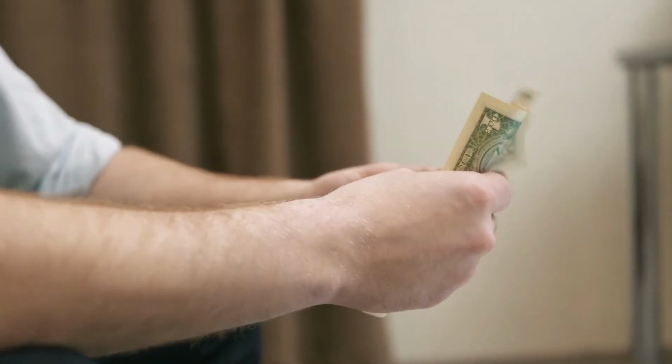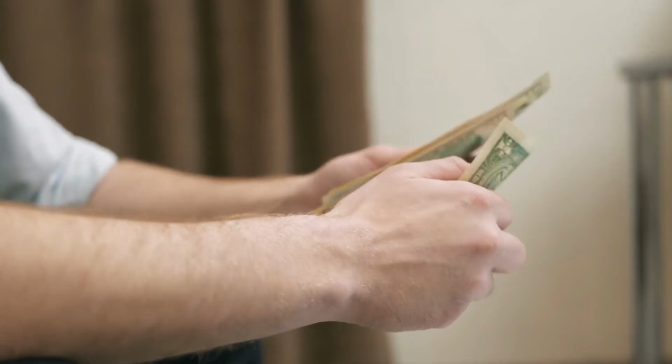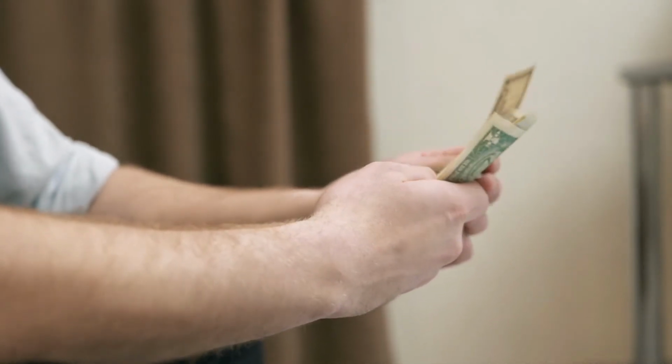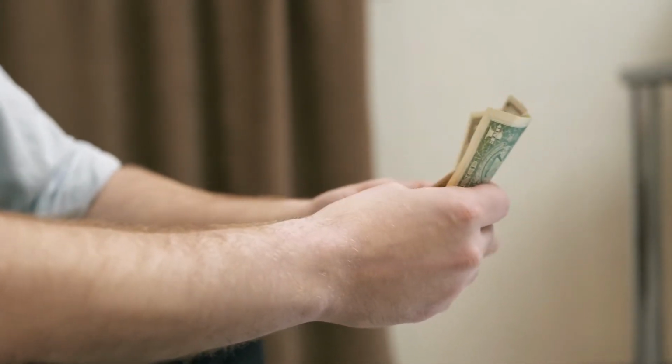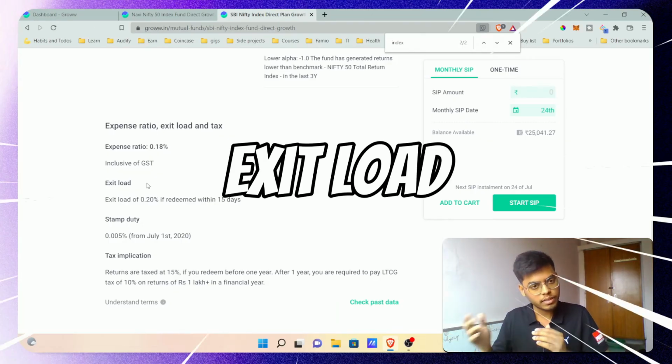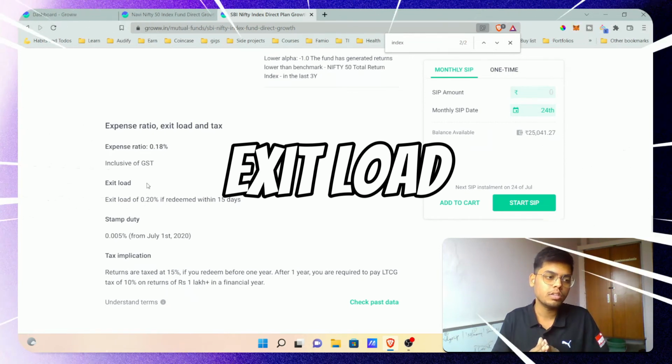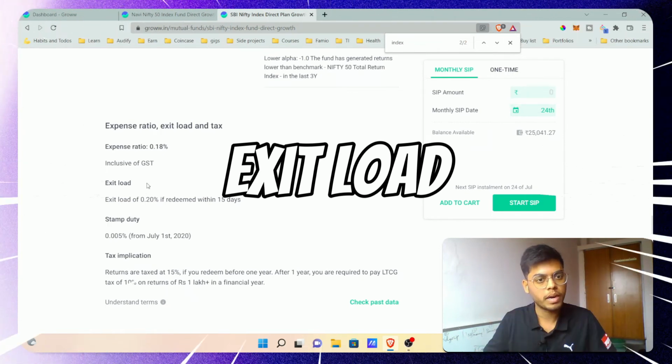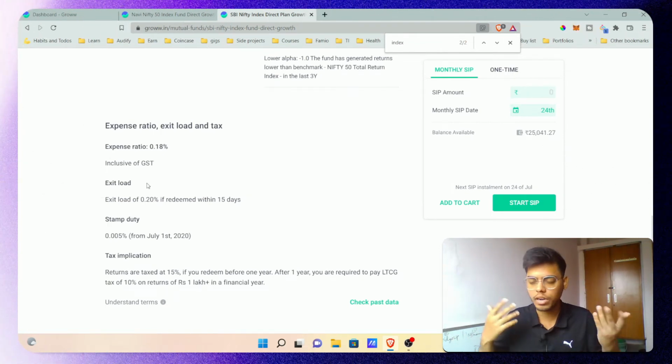So basically this is the amount that you're paying to the mutual fund house and the mutual fund manager for them to manage your money. This is the fee that you pay, right? The second thing, what is an exit load? This is a very important thing. Say if you put in your money in a mutual fund and you want it back after 5 days, let's assume. So the mutual fund house generally has an exit load.